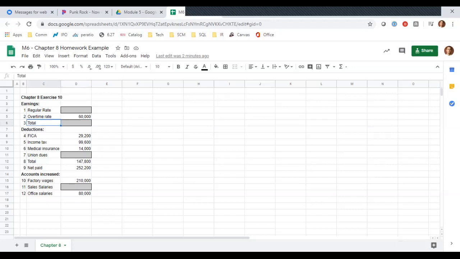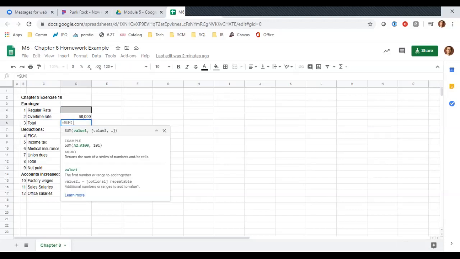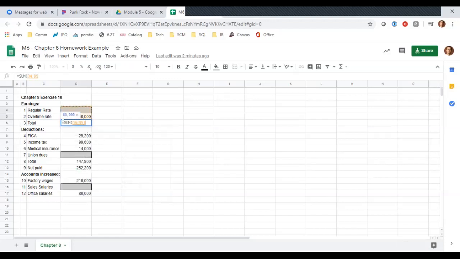Okay, so let's think. Total earnings are really going to be the sum of those two, most likely. But we don't really know what that is unless we say that it is the sum of those two. So we'll just start with that. Deductions. Oh, okay, so here's actually our total.